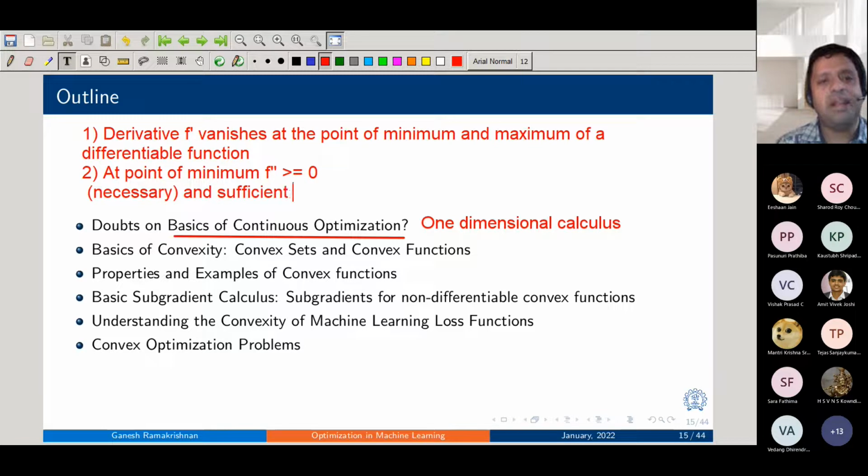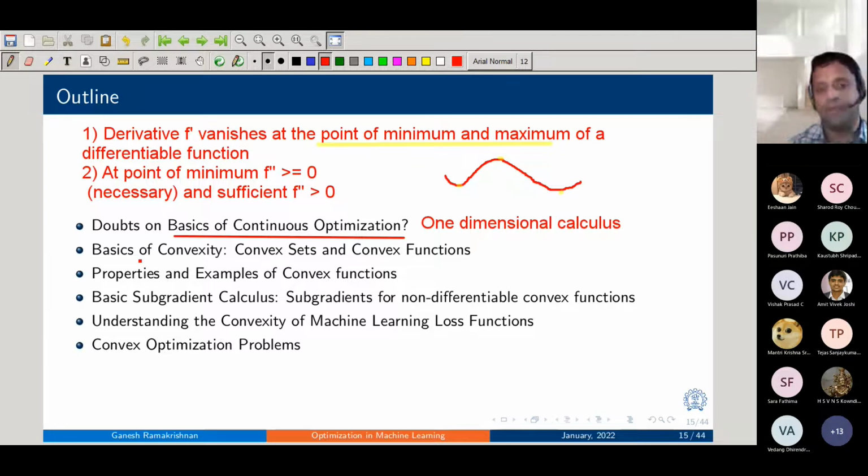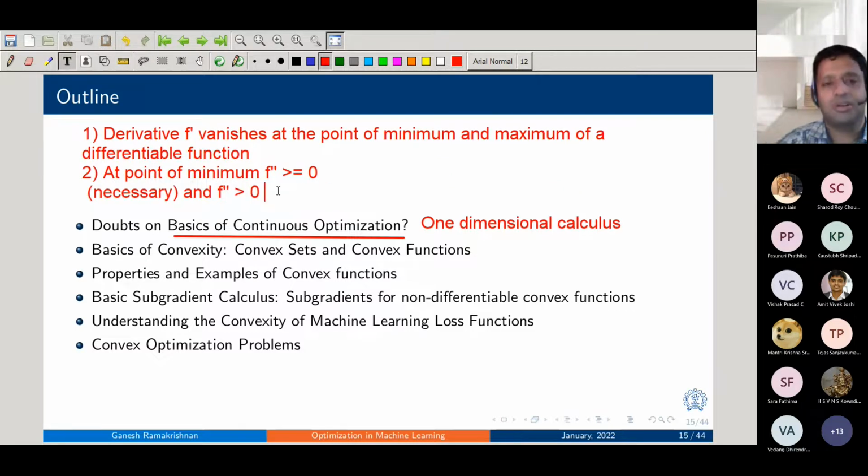And sufficient might be that f double dash is strictly greater than 0. Okay, so these nuances are very important. Anything else anyone else would like to point out?